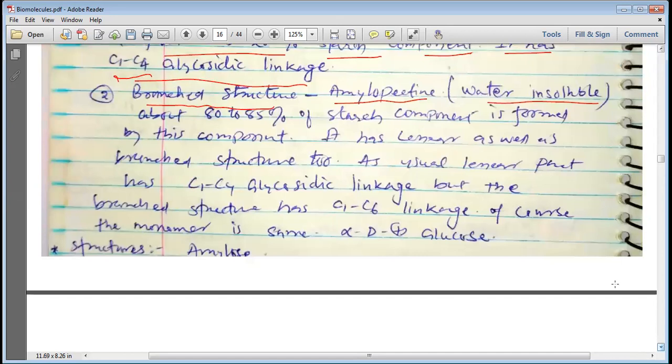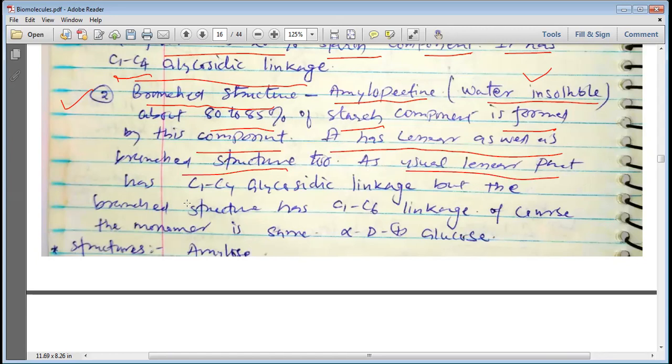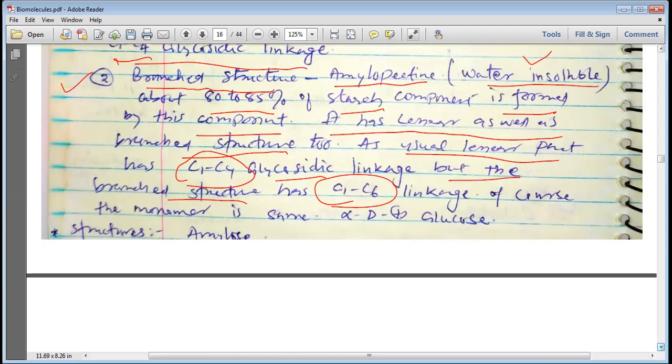Now, my dear students, we want to study about the branched part of the starch, which is called the amylopectin. This amylopectin is water insoluble. It contains almost 80 to 85% of the starch. It has linear as well as branched structures, and as usual the linear part has the C1-C4 glycosidic linkage, but the branched part has C1-C6 glycosidic linkage of the monomers alpha D glucose.